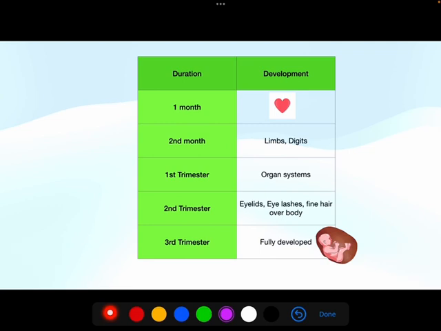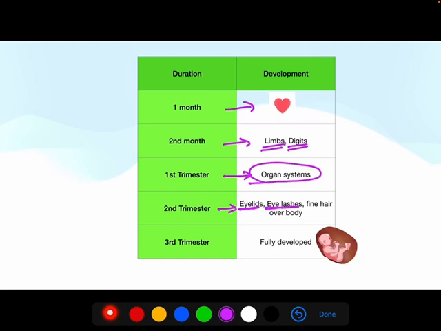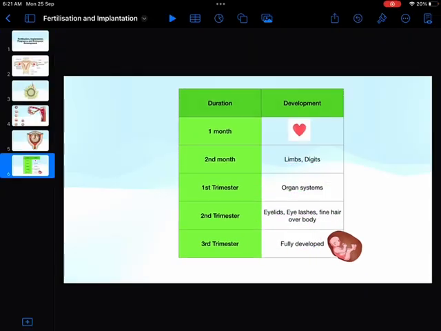Now let us see the different milestones that happen. In the first month we will hear a heartbeat. In the second month of pregnancy, the limbs and digits will start forming. In the third trimester, the organ systems will start forming. In the second trimester, the eyelids are formed, the eyelashes are formed, and there is fine hair all over the body. And at the end of the third trimester, we have a fully developed baby.